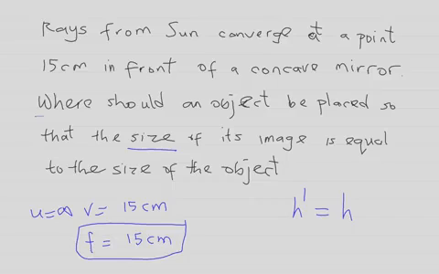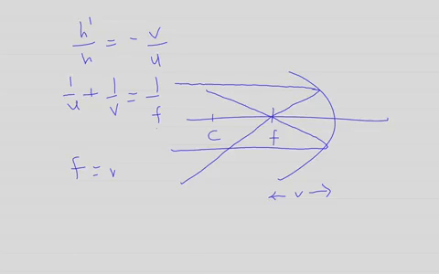Now, they want to know where an object should be placed. We are not talking about the incoming rays now. We are just talking about where an object should be placed so that the size of the image will be equal to the size of the object. That's what they are asking. We have the focal length of this mirror, which is 15 centimeters. So where should an object be placed? We could say 1 over u plus 1 over v is equal to 1 over f.